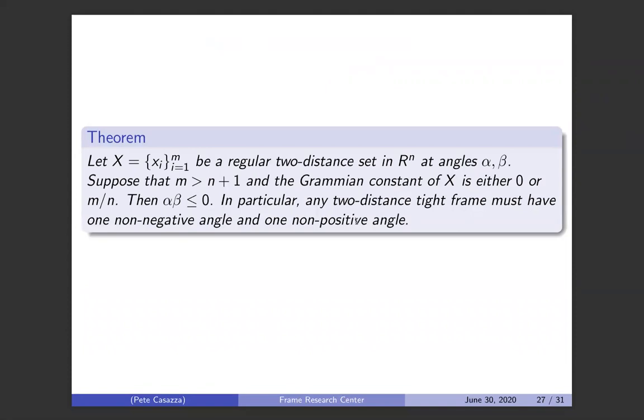Yeah, so this is an important result for us. If we have a regular two-distance set in R^n at angles alpha and beta, if m is more than n plus 1, and the Gramian constant of X is either 0 or m over n, then alpha times beta must be negative. So in particular, this covers pretty much all cases for regular two-distance sets. I mean, almost all the time we want m bigger than n plus 1. So this says pretty much in every case, any two-distance type frame must have one negative angle and one non-positive angle, meaning it could be 0.